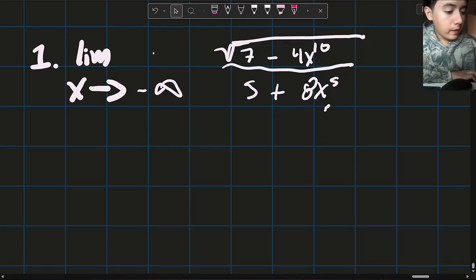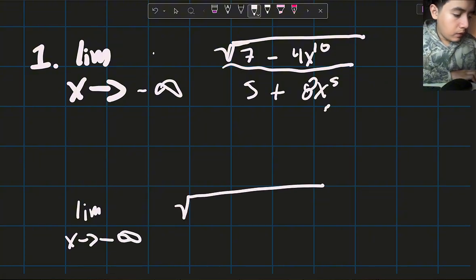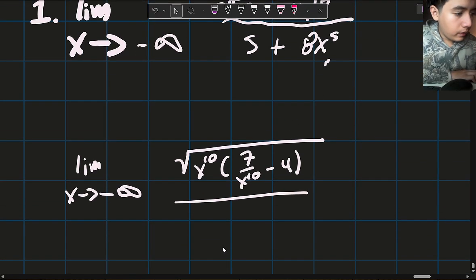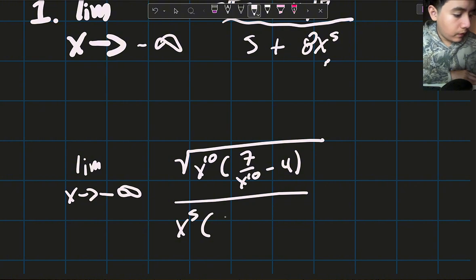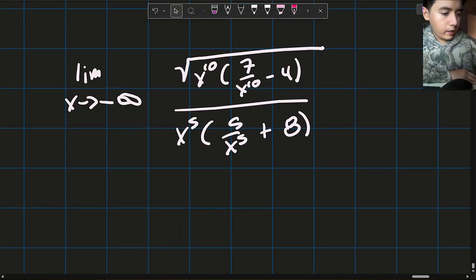So here, to find that, I like to have all my degrees outside. So this will become 7 over x^10 minus 4. That's equivalent when you distribute it, and here the same thing. Get all of my x's to my powers outside, so this will be 5 over x^5 plus 8. Okay, and now we just simply solve what we can.